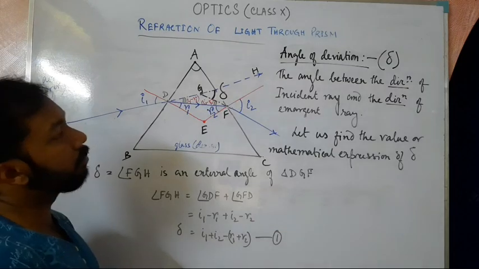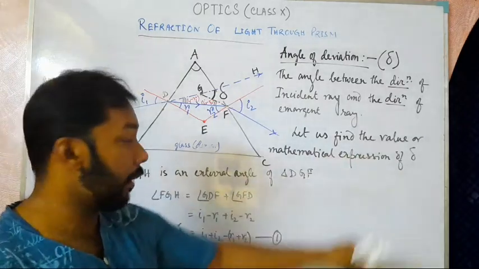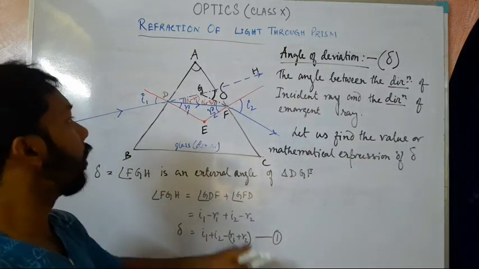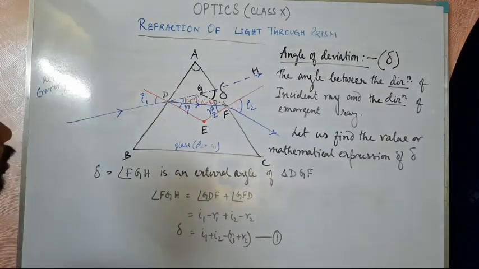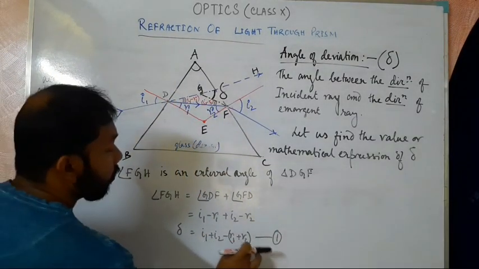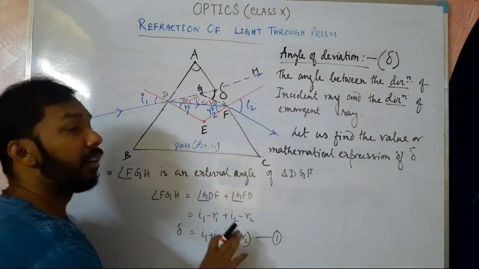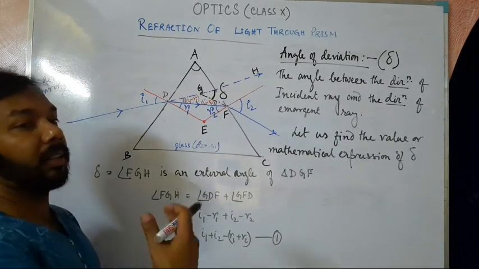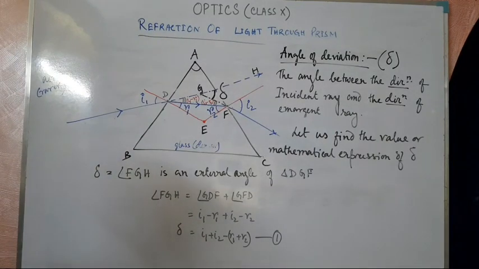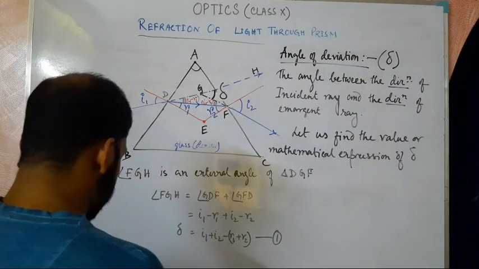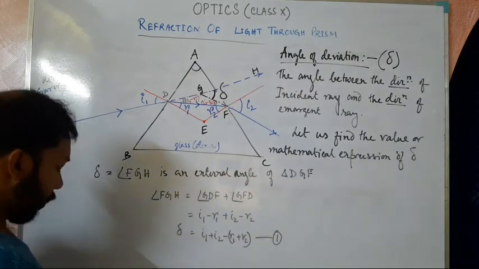Now we can measure the angles of incidence since they are outside of the prism, but we cannot measure R1 or R2 because these are two angles which are produced inside the prism. We cannot measure those two angles. So these two things are unknown to us. We need to convert this unknown into a certain known value. So how can I do that? Let us try to find the value of R1 plus R2 by some other means.